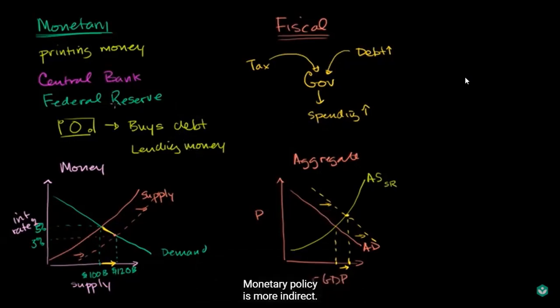Monetary policy is more indirect. Printing money, using that to increase the supply of money that's out there to be lent, that lowers interest rates. And then because it lowers interest rates, there's more willingness to borrow and invest that money. Fiscal policy, you're directly going out there and just buying more goods and services, usually by ratcheting up your debt. Or fiscal policy could go the other way. If you're trying to restrain the economy, you could lower your debt, lower your spending, or you could do some other combination.